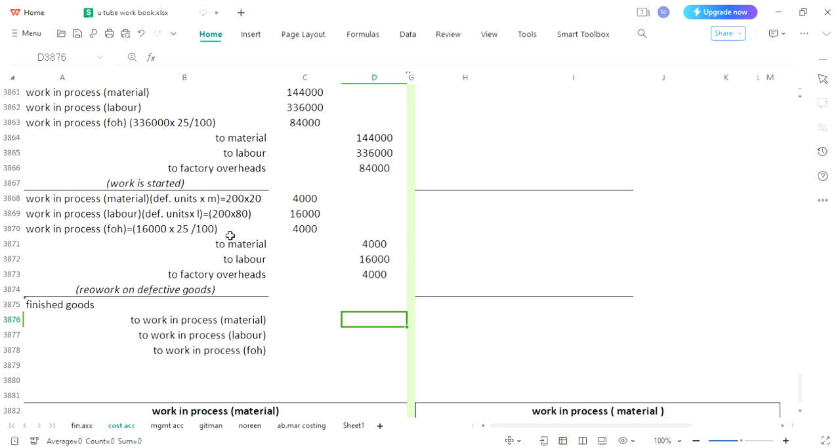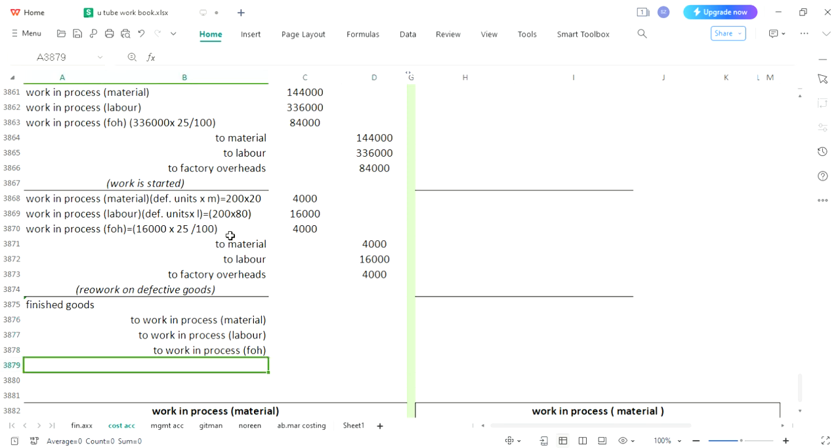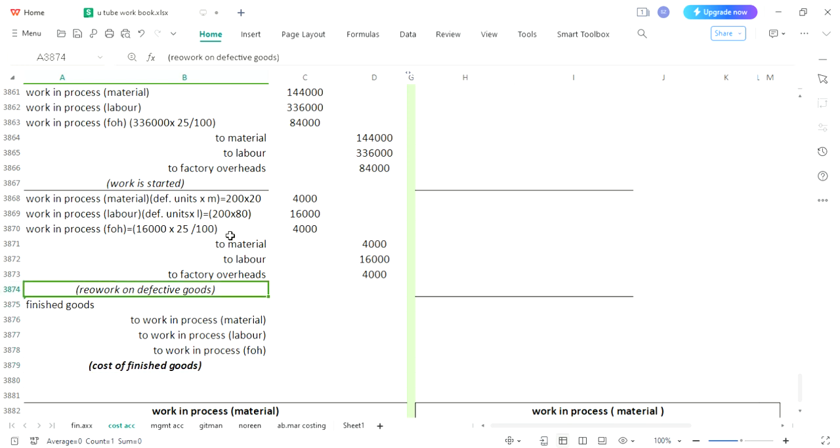Okay, so the third and final entry, finished goods. Its narration is also cost of finished goods. In this way, you have completed your journal entries, but now the amount is required to be put in this entry. Keep in your mind that finished goods would not be calculated by any formula. So we will wait for the amount of finished goods.